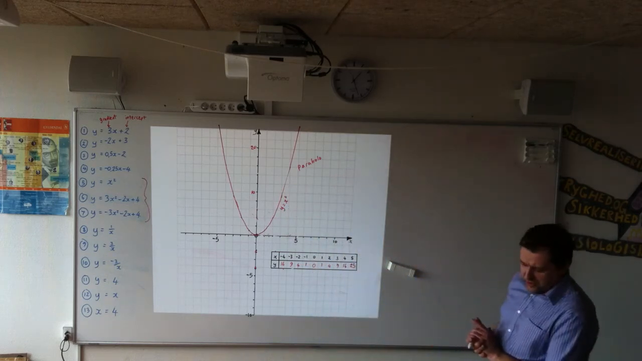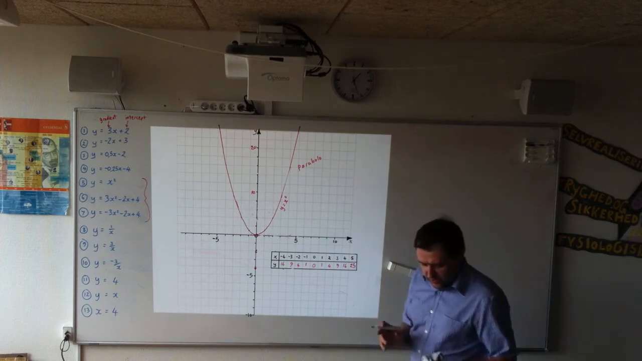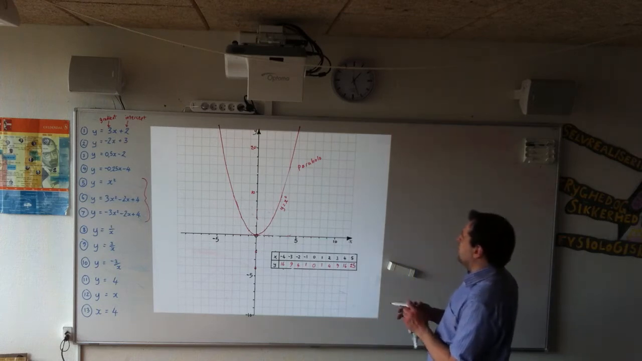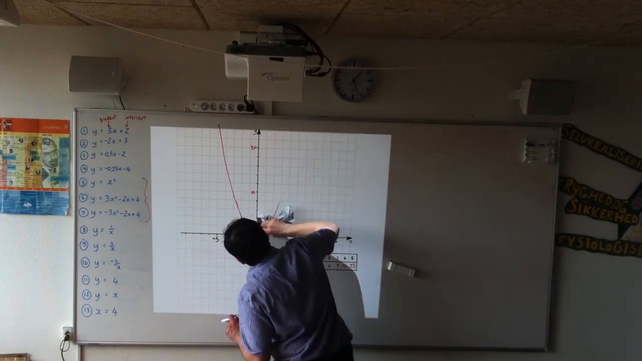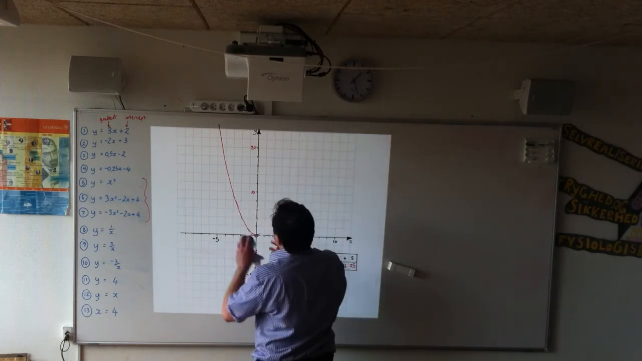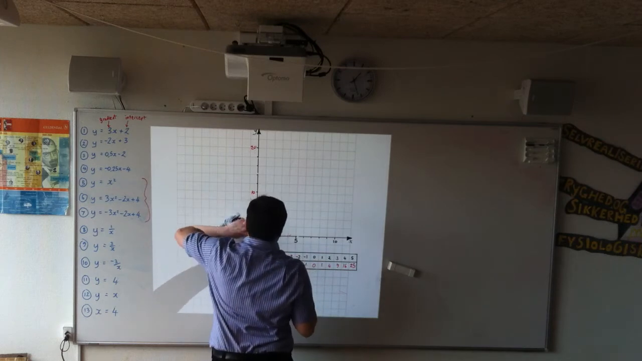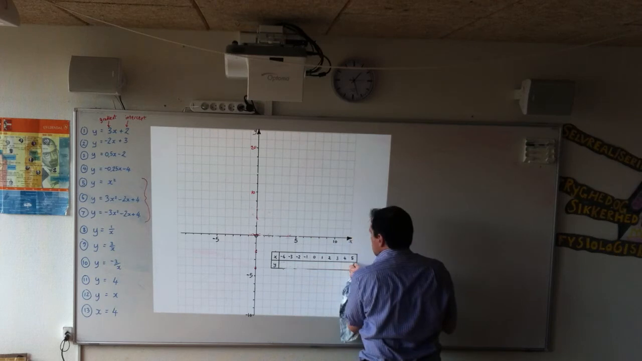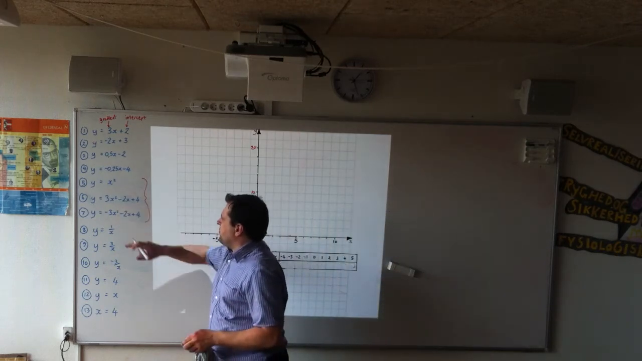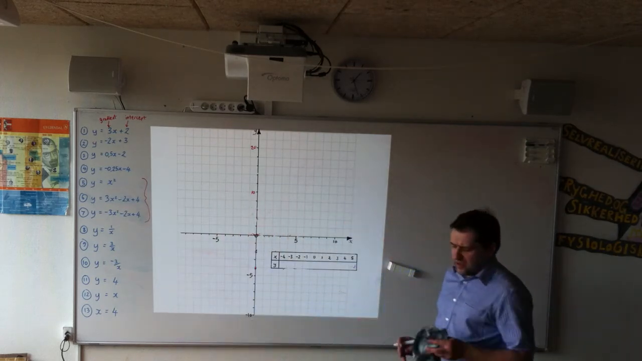So again, if you've got something like GeoGebra installed, then it'll draw that a lot more nicely than I've done it, but you can have a go at that. Okay, so I'll try and do the next one, which is y equals 3x squared minus 2x plus 4.